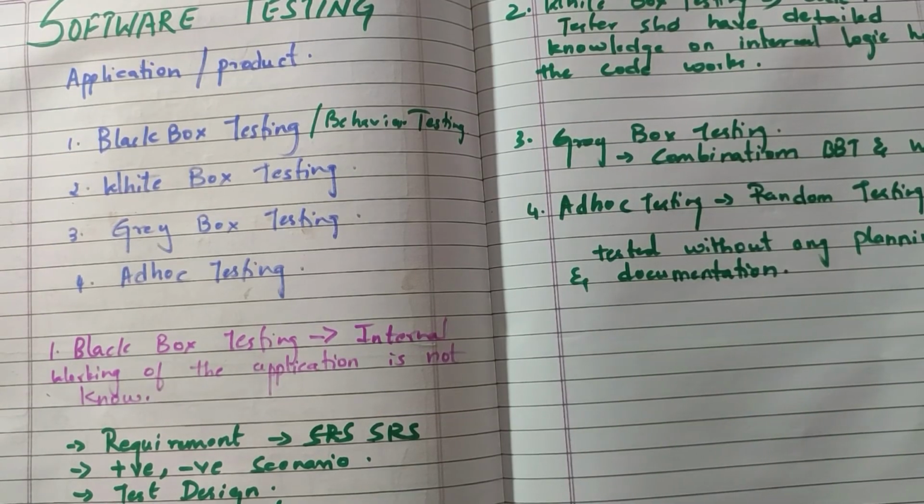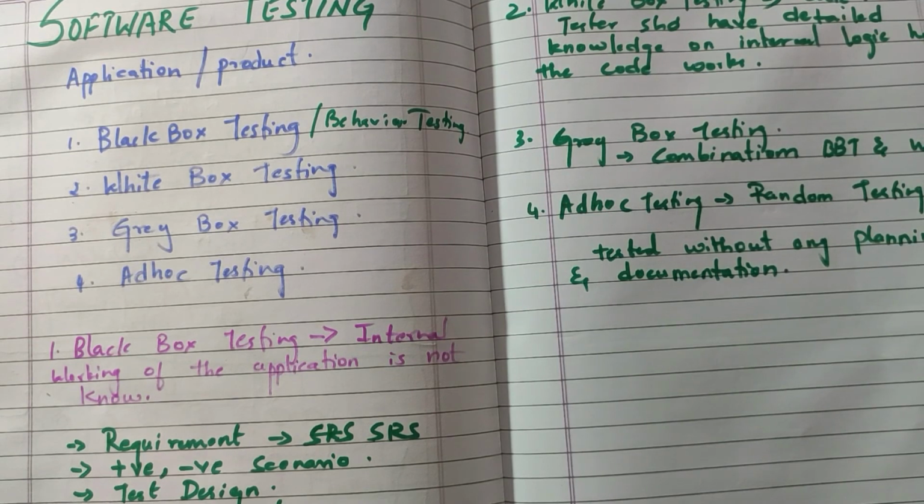So this is what we have just learned, the 4 types of testing: black box, white box, gray box and ad hoc testing. In the next video we'll look in more detail at the different types of testing, like unit testing, regression testing and integration testing.